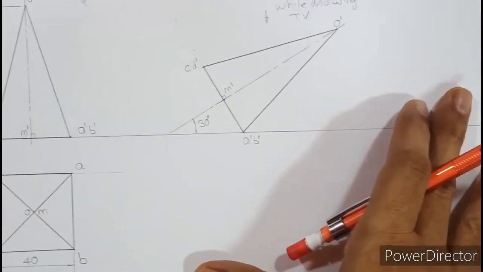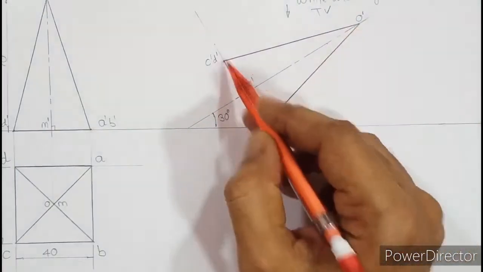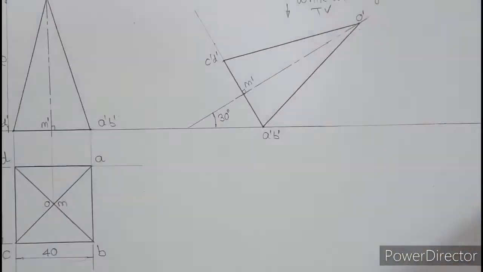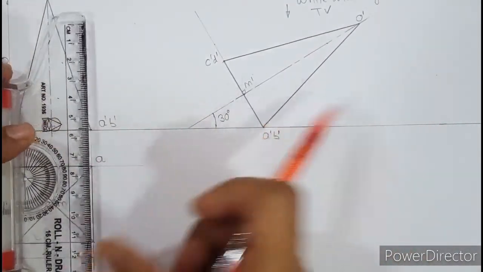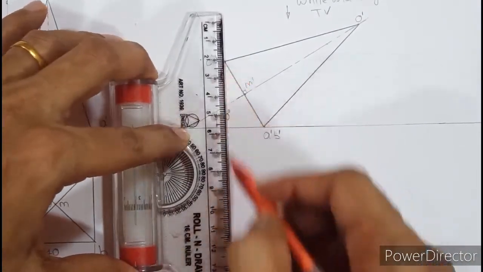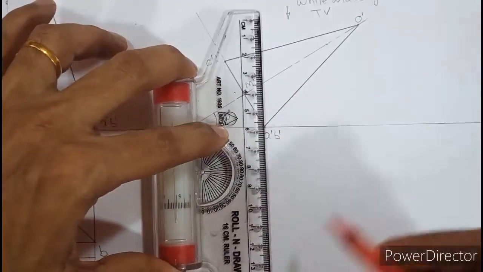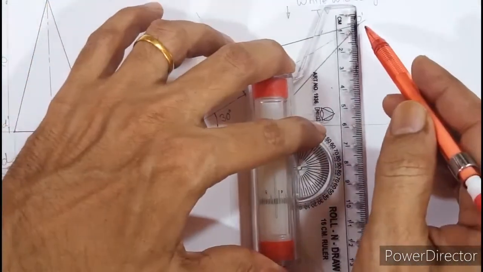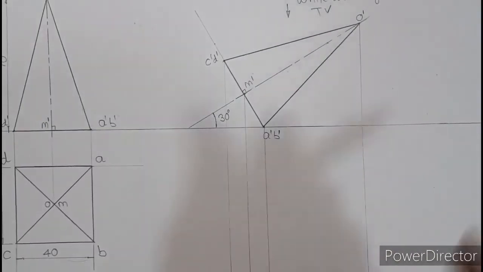So to draw the top view, these points O, A, B, C, D, M, you need to project down by roller scale. So align the roller scale with this AB, and roll it. So draw light lines from C dash, D dash, from M dash, from A dash, B dash, and from O dash. Okay, so I have drawn lines from here, projected these lines.